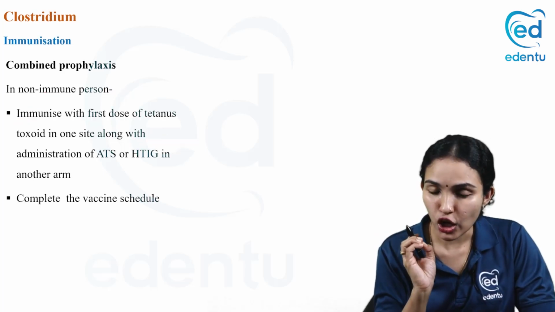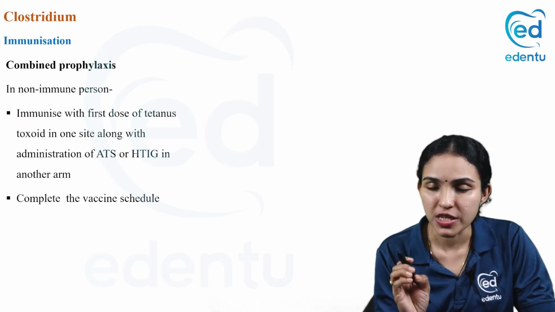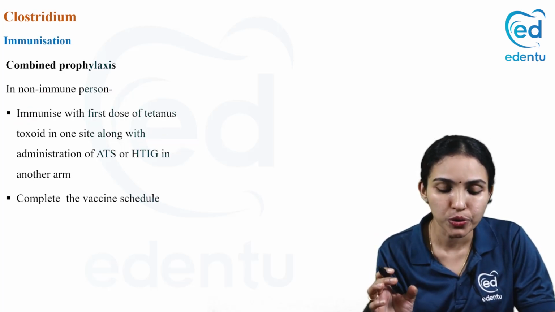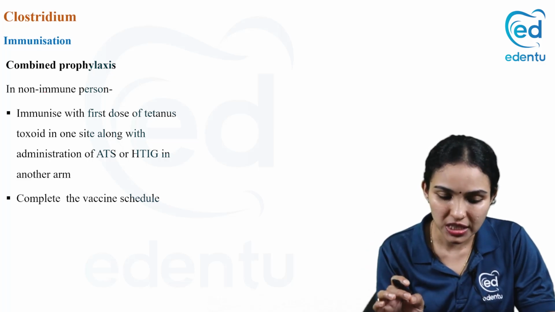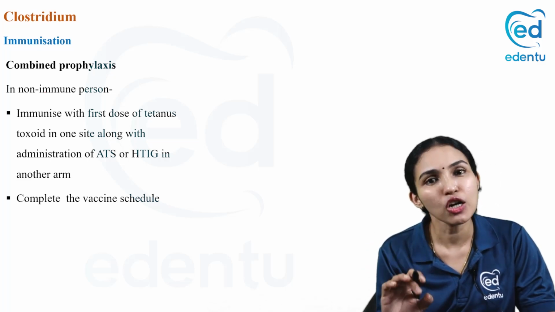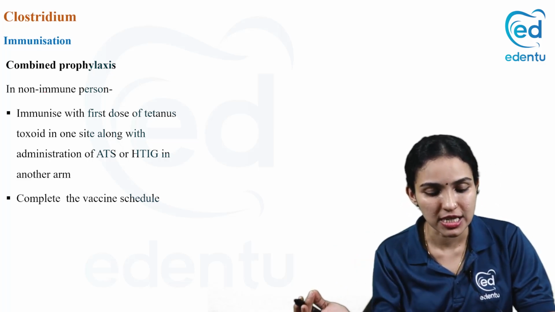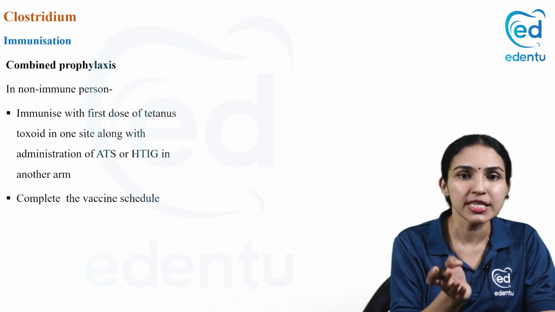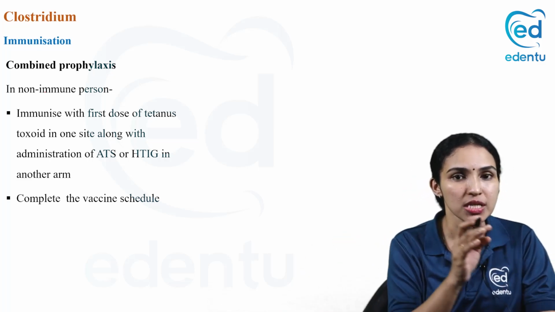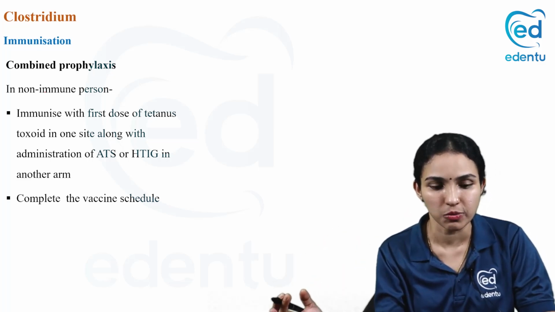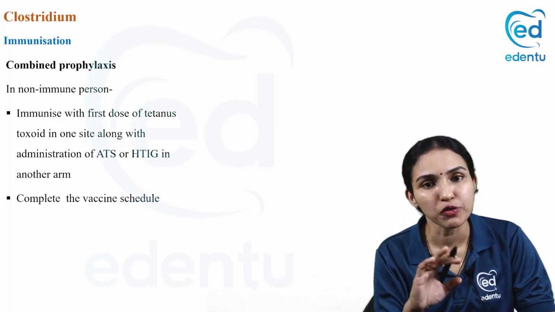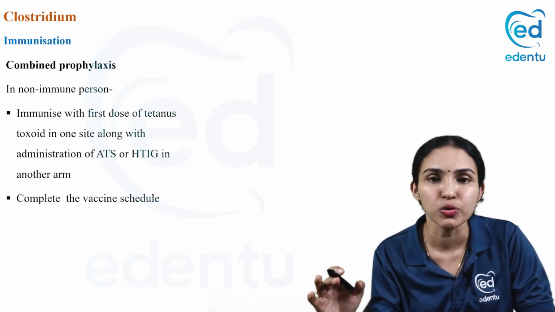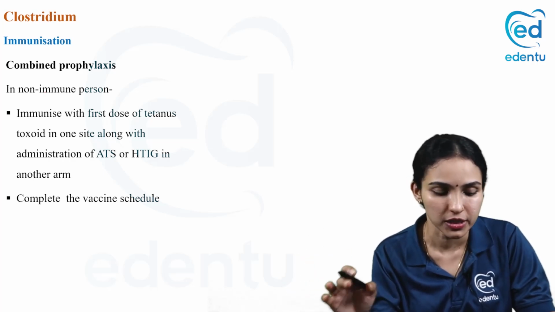So in a non-immune person, what you give is a combined immunization. You immunize with the first dose of TT vaccine on one side, along with administration of the anti-tetanus serum or human tetanus immunoglobulin on the other arm. So simultaneously, you're giving the vaccine, or active immunization, and antibody, that is passive immunization. And after that, you have to complete the vaccine schedule. The other 3 doses also should be administered after that.